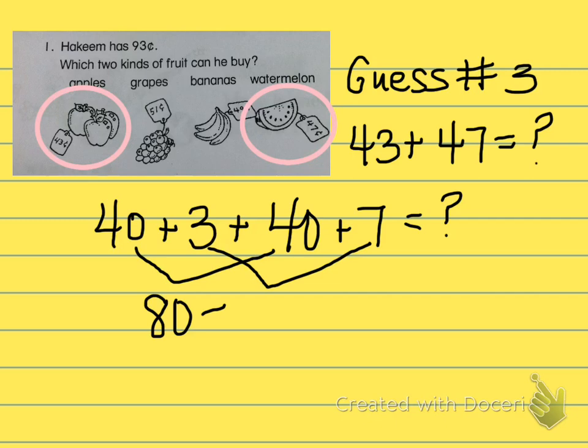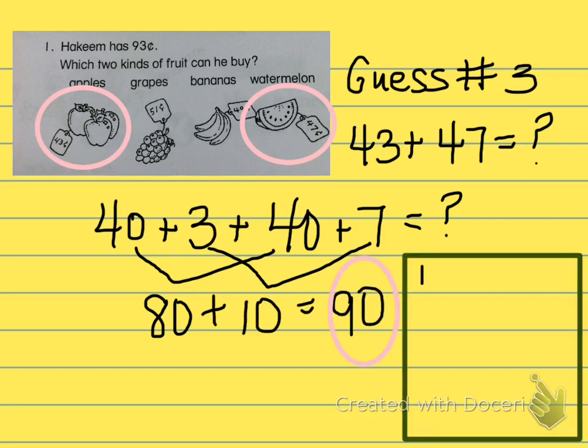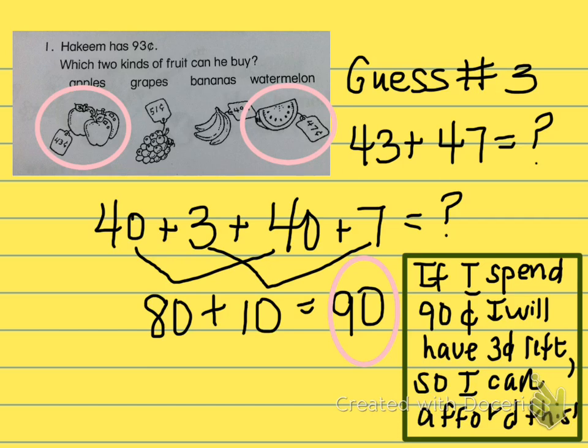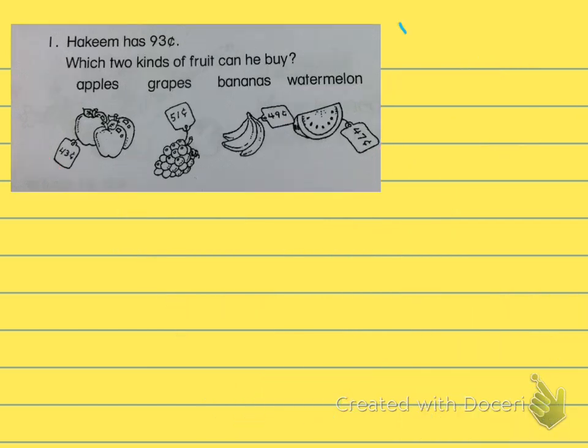I've got 40 plus 3 plus 40 plus 7. 40 plus 40 equals 80. 3 plus 7 equals 10. So I've got 80 plus 10 equals 90. Now, 90 cents is less than 93 cents. Okay, so if I spend 90 cents, I will have 3 cents left, so I can afford these two types of fruit at the store. So I'm going to buy the apples and I'm going to buy the watermelon. Okay, this guess is just right.